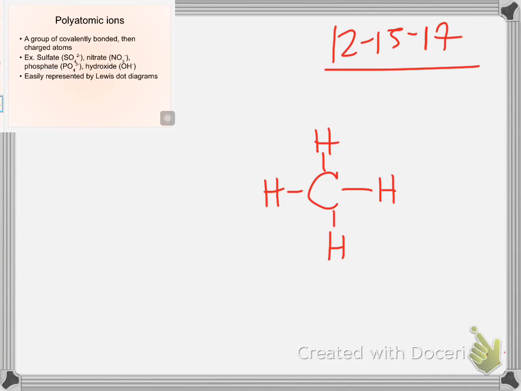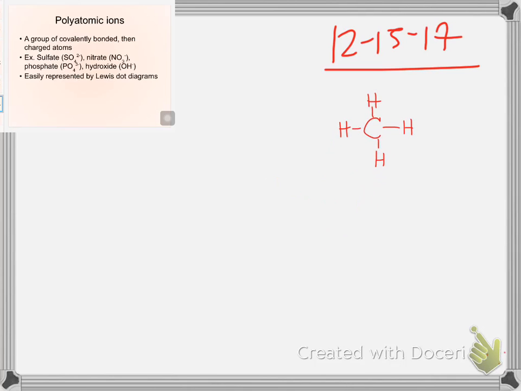Covalently bonded, meaning those hydrogen and the carbon are sharing electrons. We can represent it with a Lewis structure because the little dashed lines between them mean they're sharing. Their orbitals are actually overlapped. Okay, so I'm going to write covalent.